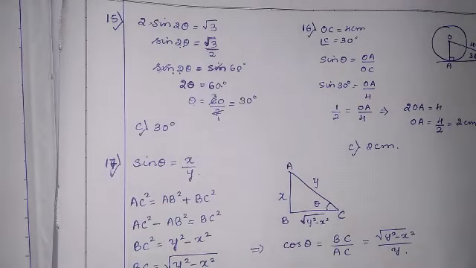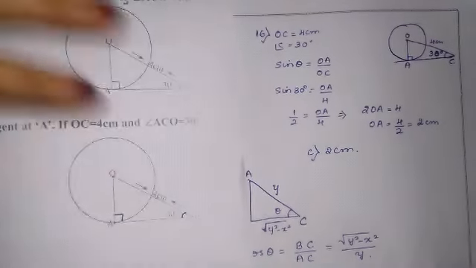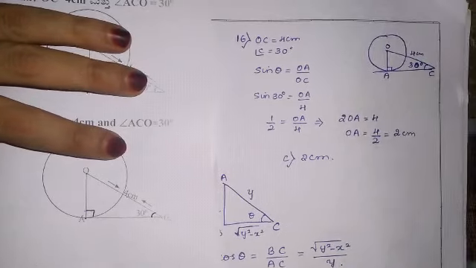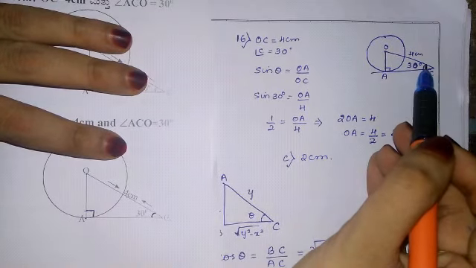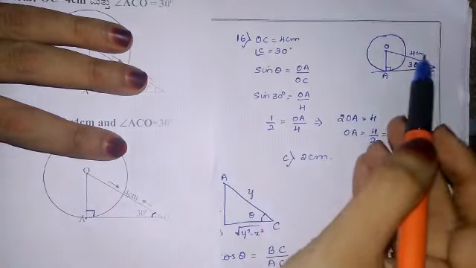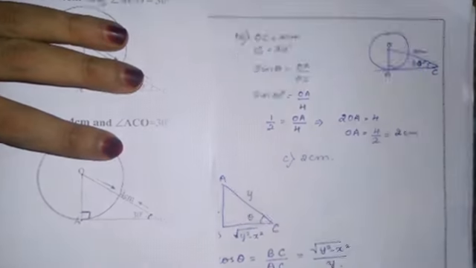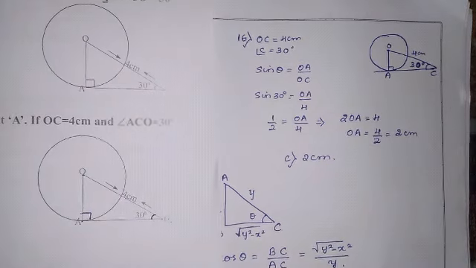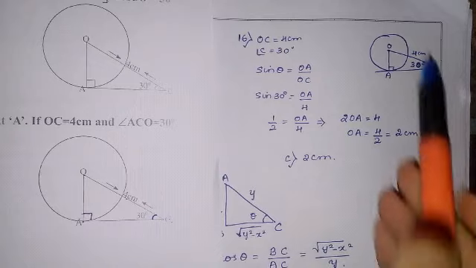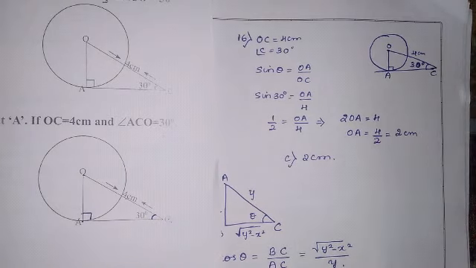Okay, here is this question's solution. I have drawn 30 degrees. OC they have given as 4 centimeters. Angle C, that is OCA or ACO, is given as 30 degrees. Now we want the radius of the circle. How will we find the radius?